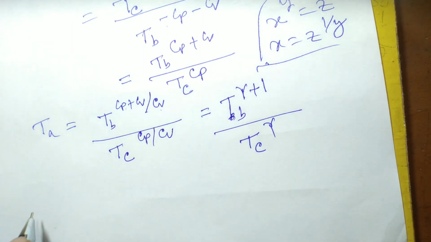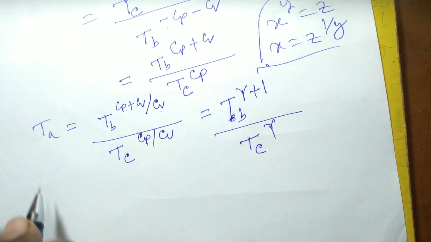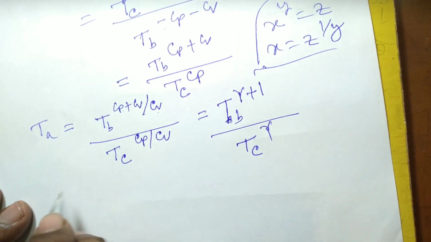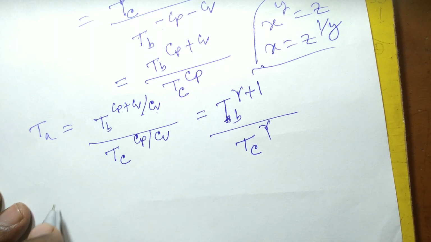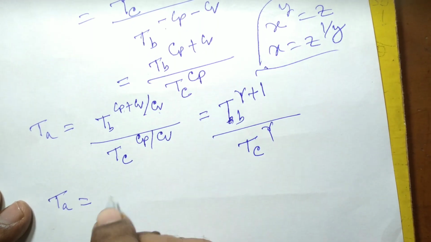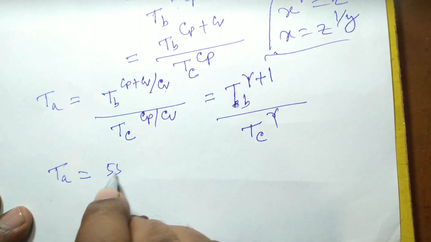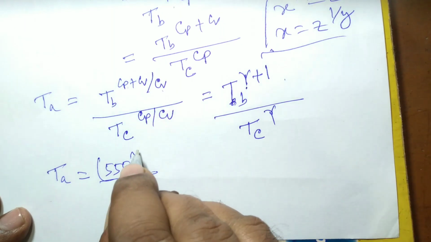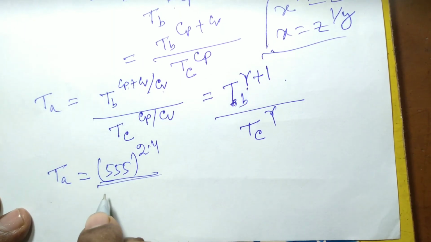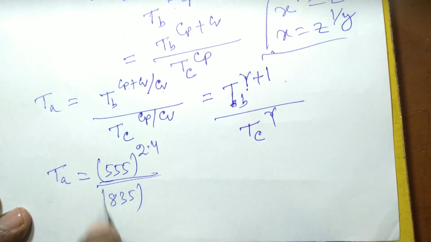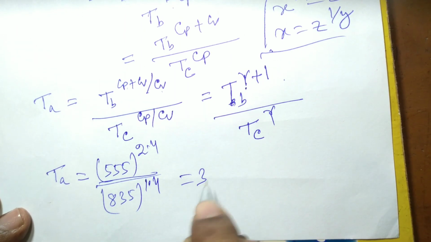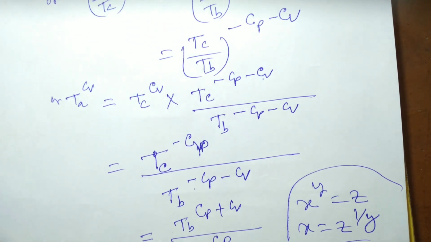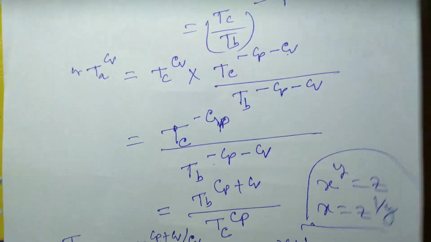And in the second part, you see in the question, it is given that to find out Ta, we have to put the given values of Tb and Tc, and the value of gamma is also given. So Ta will be: Tb is given to be 555 Kelvin and gamma is given to be 1.4. So 1.4 plus 1, that is 2.4, divided by Tc, given to be 835 Kelvin, to the power 1.4, and this comes out to be 313.28 Kelvin. So this is the final answer for Ta.